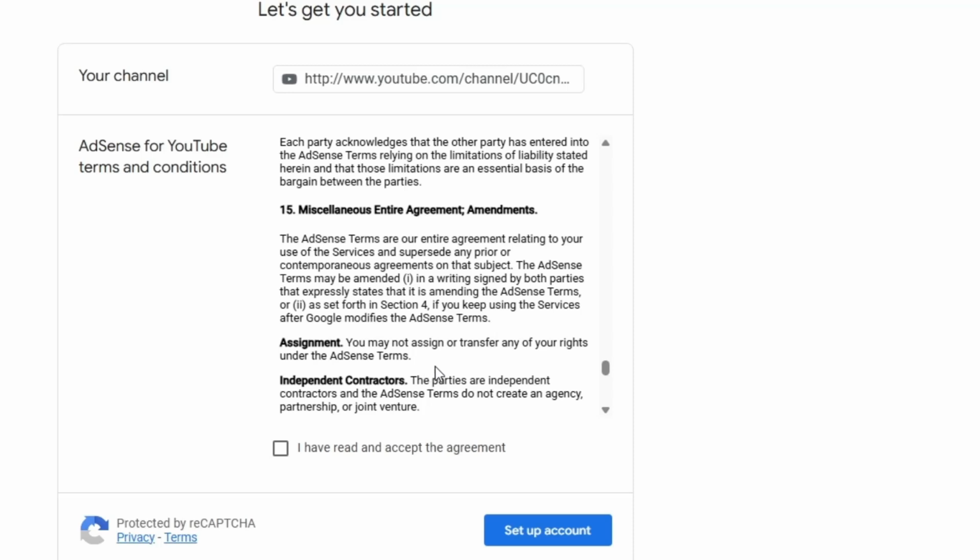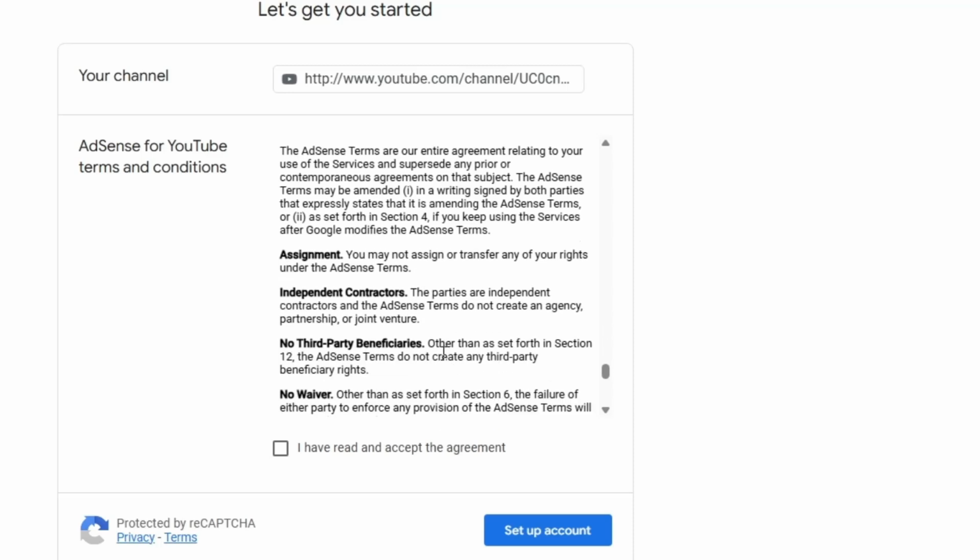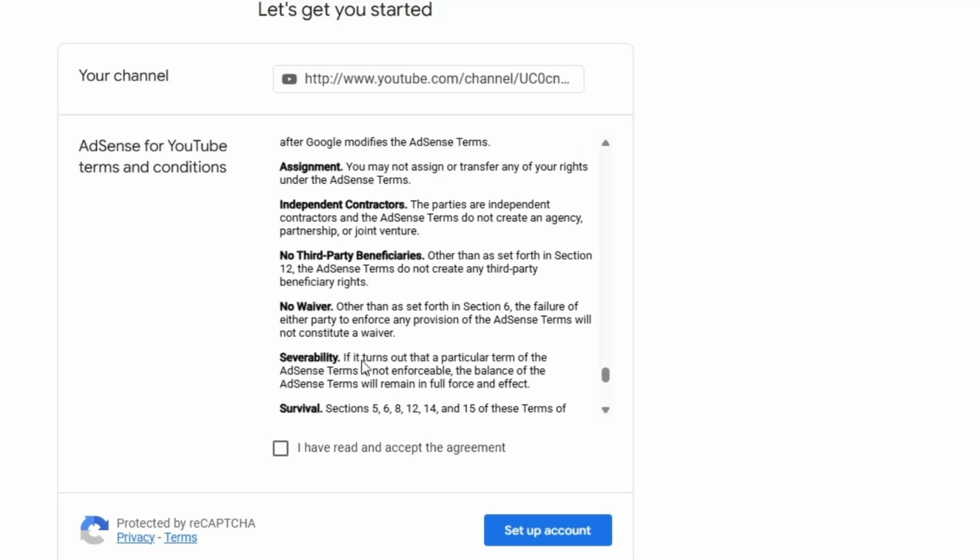Assignment. You may not assign or transfer any of your rights under the AdSense terms. Independent contractors. The parties are independent contractors, and the AdSense terms do not create an agency, partnership, or joint venture. No third-party beneficiaries. Other than as set forth in Section 12, the AdSense terms do not create any third-party beneficiary rights. No waiver. Other than as set forth in Section 6, the failure of either party to enforce any provision of the AdSense terms will not constitute a waiver.